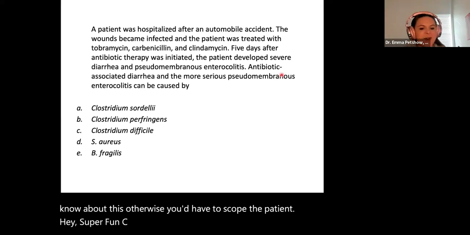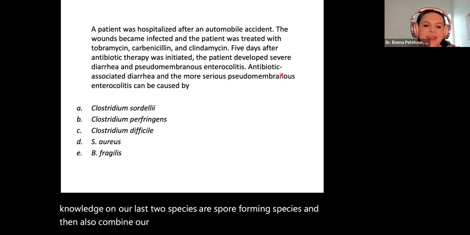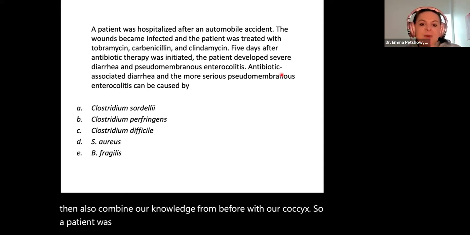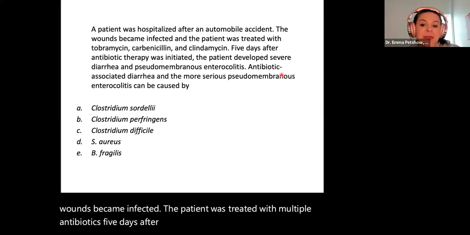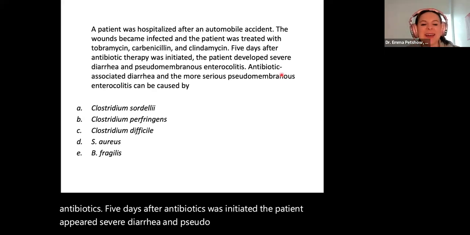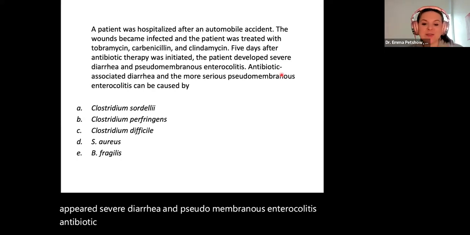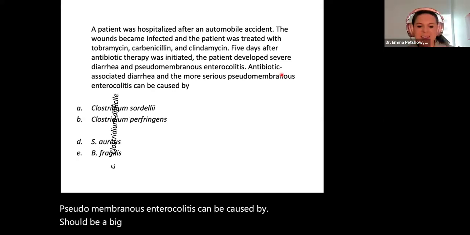All right, so now we're going to test our knowledge on our last two species, our spore-forming species, and then also combine our knowledge from before with our cocci. So a patient was hospitalized after an autoimmune accident. The wounds became infected. The patient was treated with multiple antibiotics. 5 days after the antibiotics was initiated, the patient developed severe diarrhea and pseudomembranous enterocolitis. Antibiotic-associated diarrhea and the more serious pseudomembranous enterocolitis can be caused by, this should be a big one, yep, C. diff. Just the one we just learned.